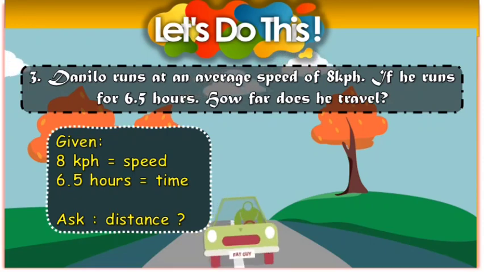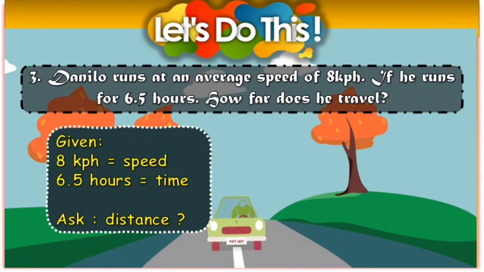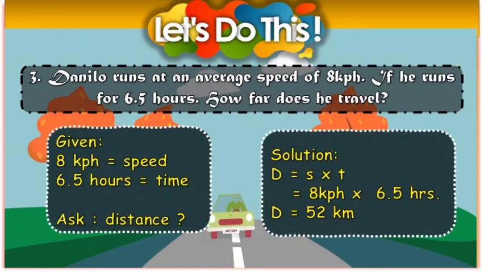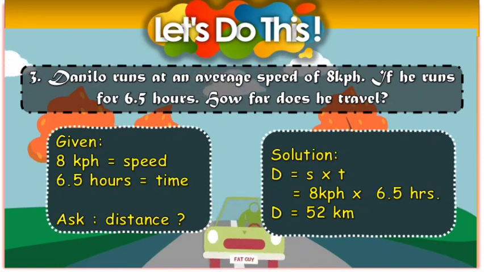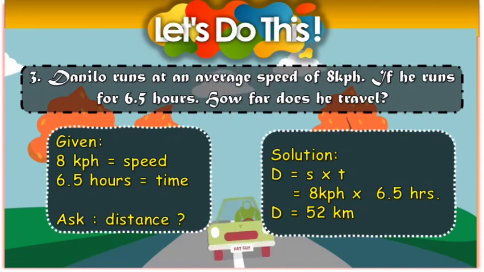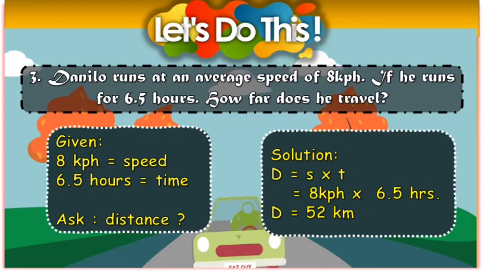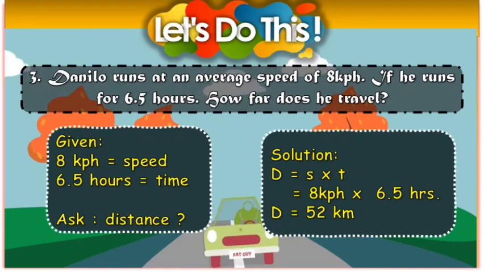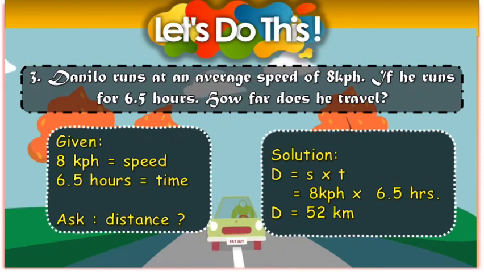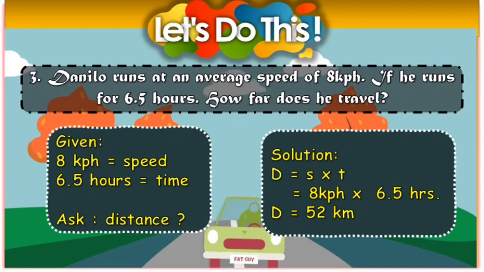So doon nyo na lang malalaman, doon nyo na makikita yung formula niya na distance is equal to speed times time. That is 8 km per hour times 6.5 hours. So tulad ng sinabi ko, ika-cancel natin yung hour dito sa 8 km per hour, tapos ika-cancel natin yung hours. Anong matitira na unit of measurement? Kilometer. So the answer is 8 times 6.5 is equal to 52 km. That is the distance. So did you get our lesson for today?